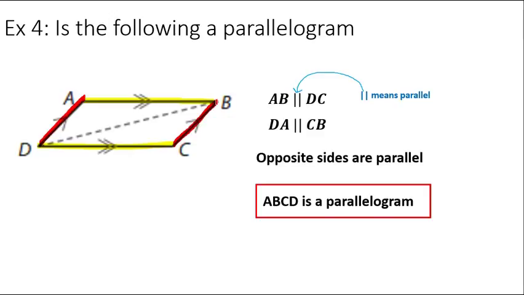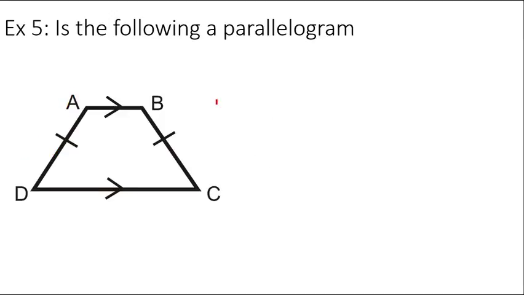Okay, now let's look at example 5. In this case, they give us this shape, ABCD. Looking at the information, it says AB and DC, and the arrows mean that they're parallel. But if you look at the length of each of them, one is bigger than the other. So we say that AB does not equal DC. They're not congruent to each other.